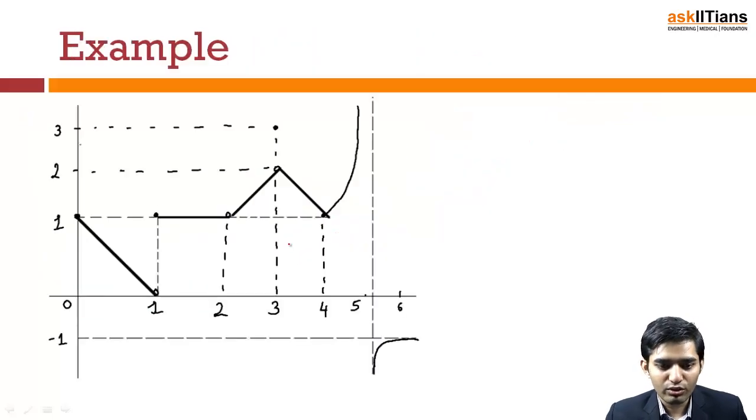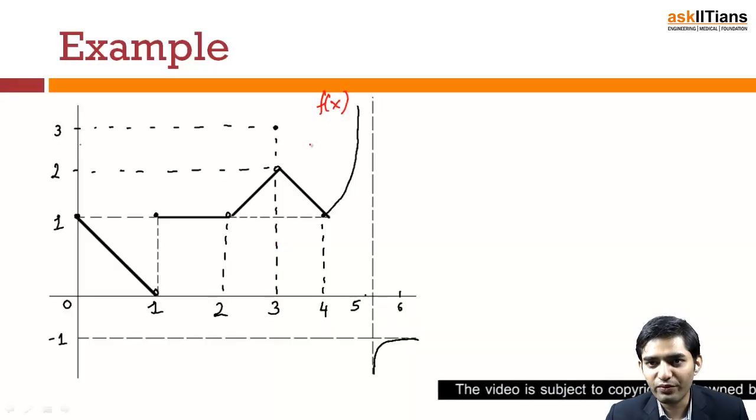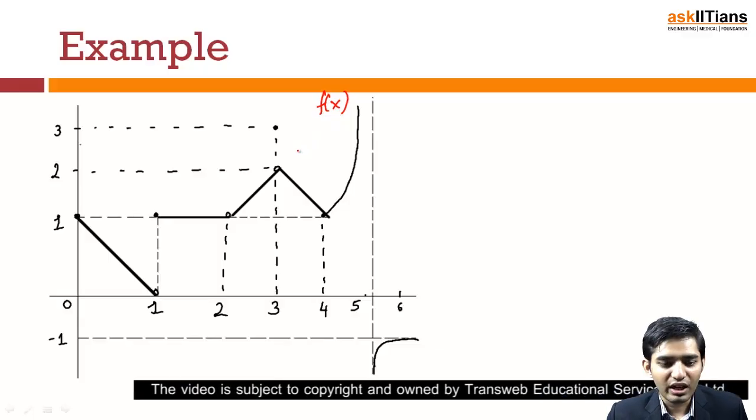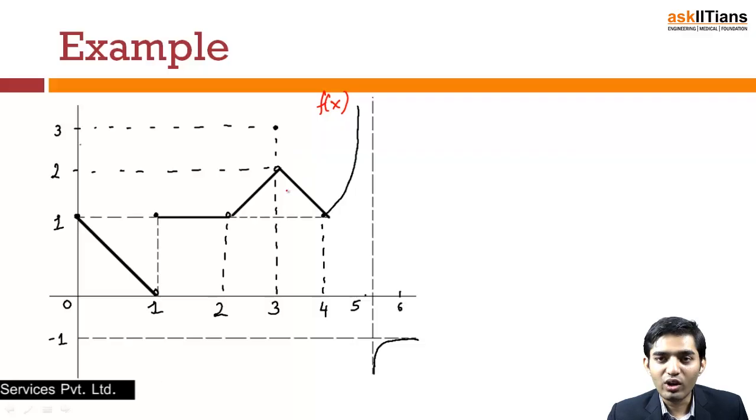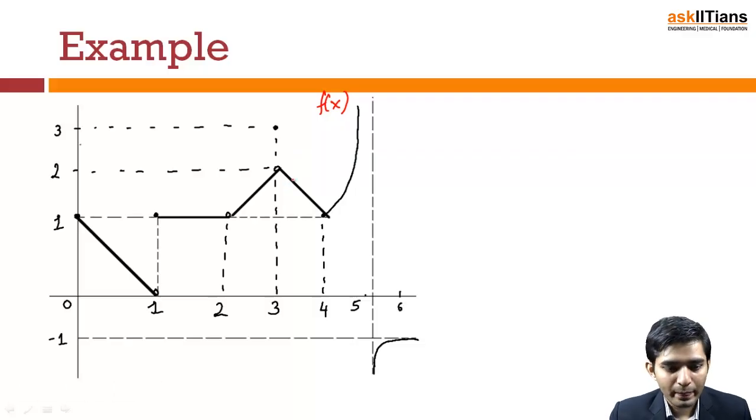Let us go to the next slide. A graph of a particular function f(x) is given to you. You have to tell me at which points this function is discontinuous, and what the reasons for this discontinuity are. Let me check one by one, starting with x equal to 0. First, tell me whether this function is continuous at x equal to 0. What is the value of f(0)? If I check at x equal to 0, f(0) is 1.